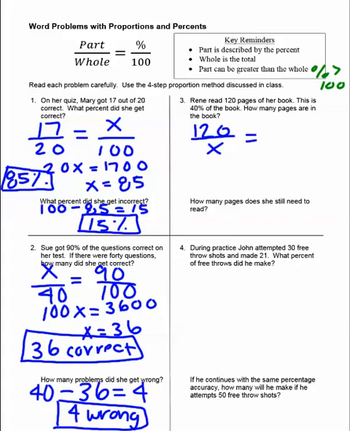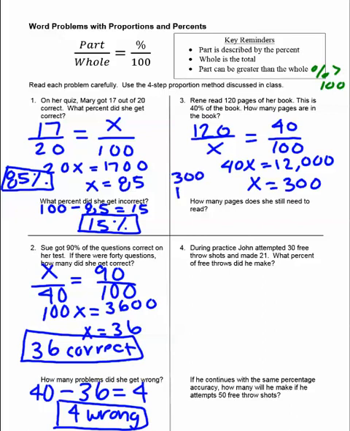Setting up our proportion, we know 40 will be over 100. Percent's always over 100. Now solving this proportion, you get 40x is equal to 12,000. Okay? Solving for x, you get x is equal to 300. So here, our 300 represents the total number of pages in the book. So 300 pages are in the book.